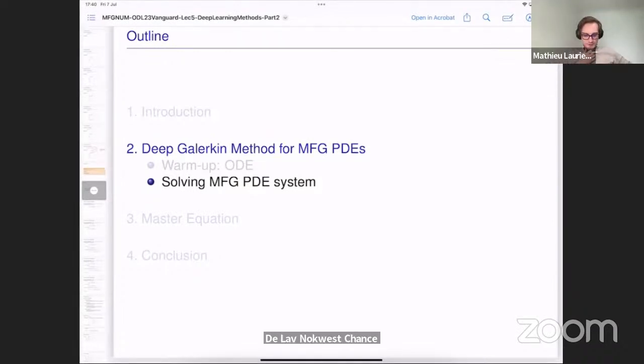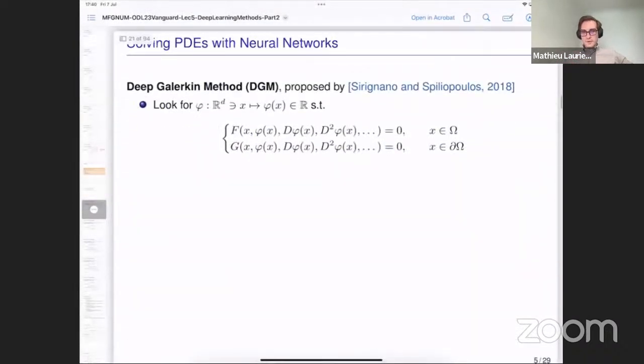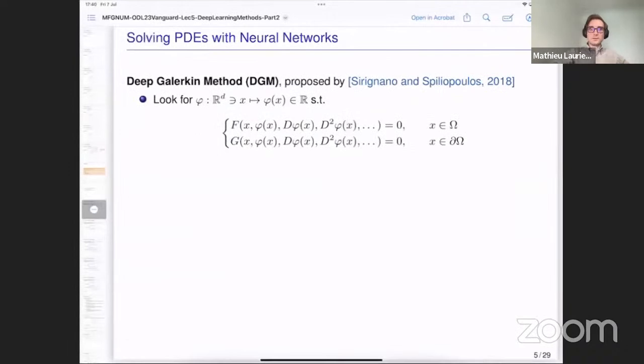Okay. All right. So what I would like to show now is how to use very similar ideas to solve the PDE system in a mean field game. In fact, there are several forms of PDE systems. So let me restart from the method introduced by Sirignano and Spiliopoulos.